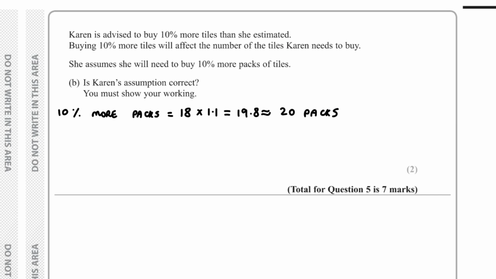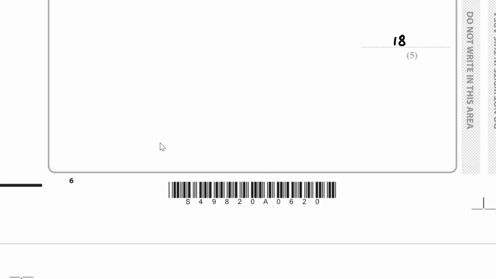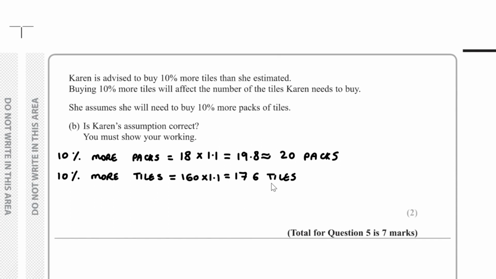Okay? And if we work out 10% more tiles, then here we've got 160, which is the current amount of tiles she has. We worked that out before. And if we multiply this by 1.1, we get 176 tiles. Now, because we know that there's 9 tiles in each pack, we can see if we divide 176 by 9, if we get something around 20, that means she's correct.